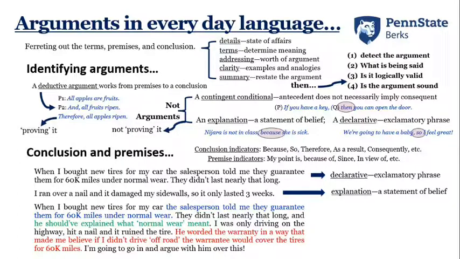I was only driving on the highway, hit a nail, and ruined my tire. He worded the warranty in a way that made me believe if I didn't drive off-road, the warranty would cover the tires for 60,000 miles. I'm going to go in and argue with him over this.